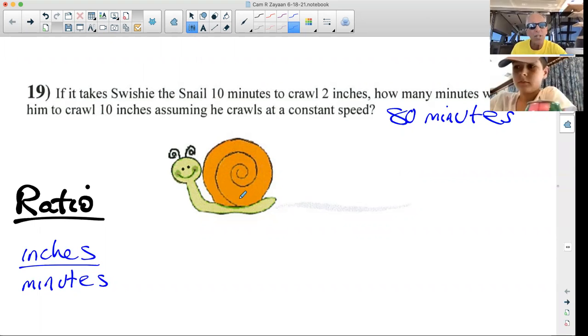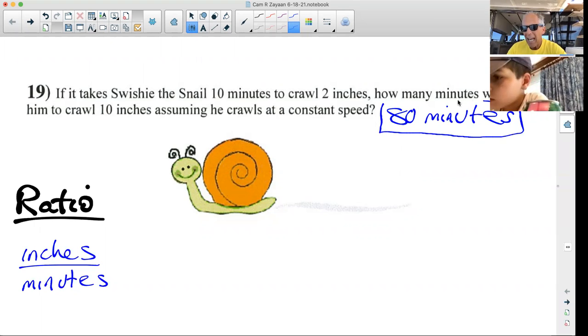Now, if it takes Swishy the snail 10 minutes to crawl 2 inches, how many minutes will it take him to crawl 10 inches, assuming he crawls at a constant speed? Now, Cam's first conjecture was 80 minutes, but I'm showing Cam a way to write down a ratio. Cam, did you already write inches per minute?